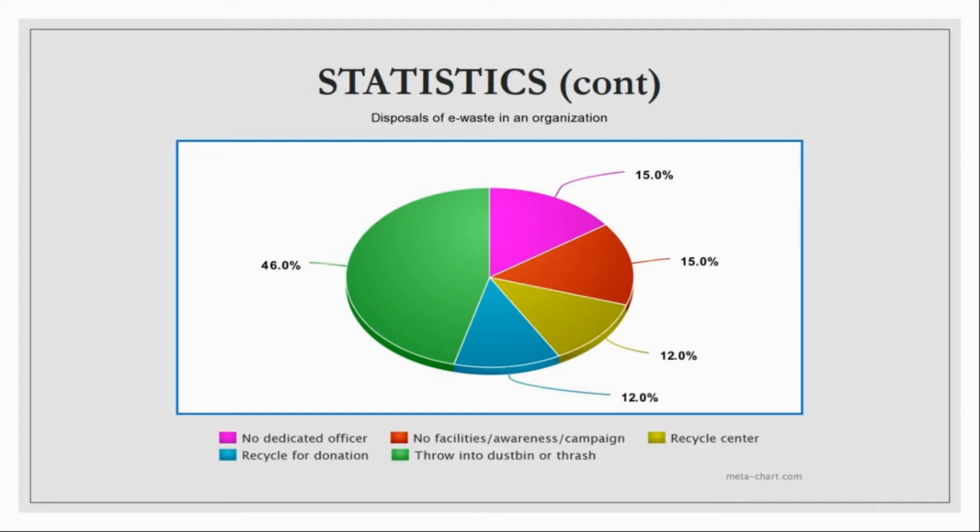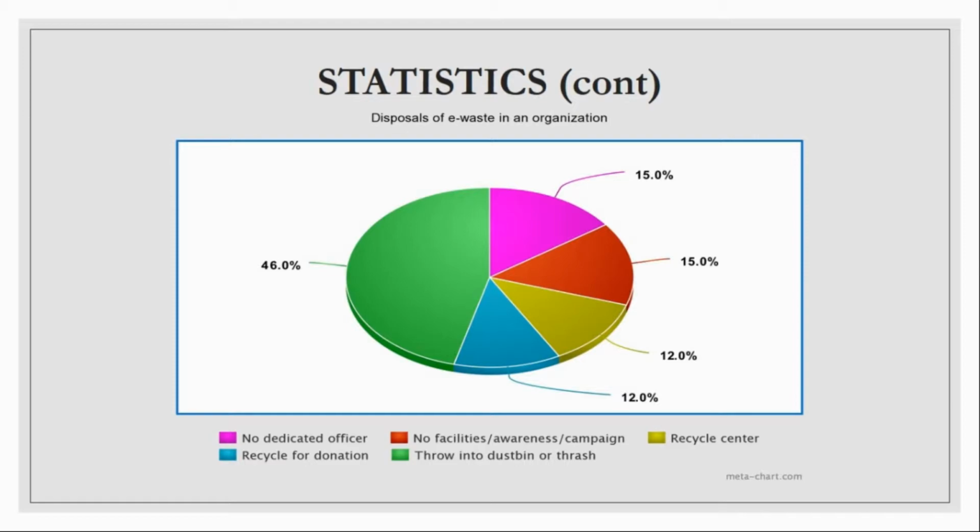It appears that from the responses, 40% said that there is no dedicated officer who regulates and monitors ICT waste in the organization. Almost a quarter of the organizations responding to the survey dispose of their old computers and electronic waste to electronic recycling companies. Around a quarter of respondents donate their electronic waste to charitable organizations.